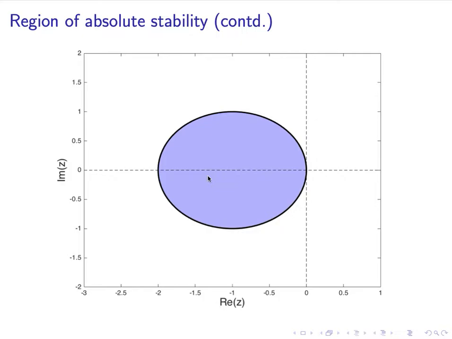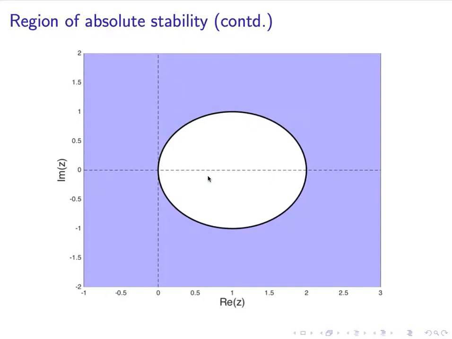And I've also done the same for the implicit Euler method. As you can see here, the shaded region, which is outside of this oval here, is all stable regions. So if we'd chosen a value of z within the oval, we wouldn't have a stable solution. But if we choose a value of z in the shaded region, we would have a stable solution.